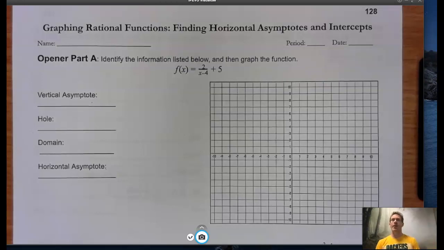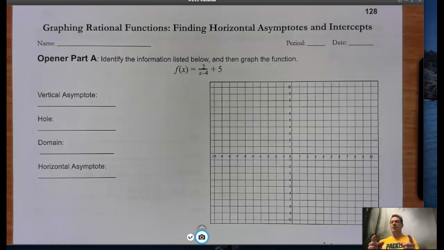All right, so we are going to dive back into our conversation about graphing rational functions. In our previous lesson, we talked about vertical asymptotes and holes. In this lesson, we're going to add two more pieces, which are horizontal asymptotes and intercepts. We're going to try to tie together a few different concepts that we've already talked about.